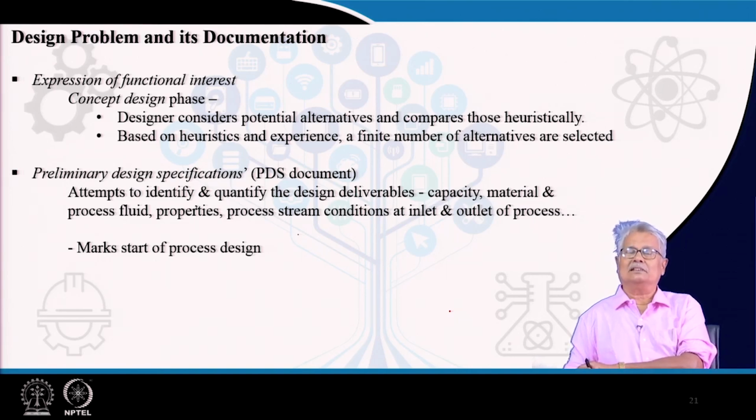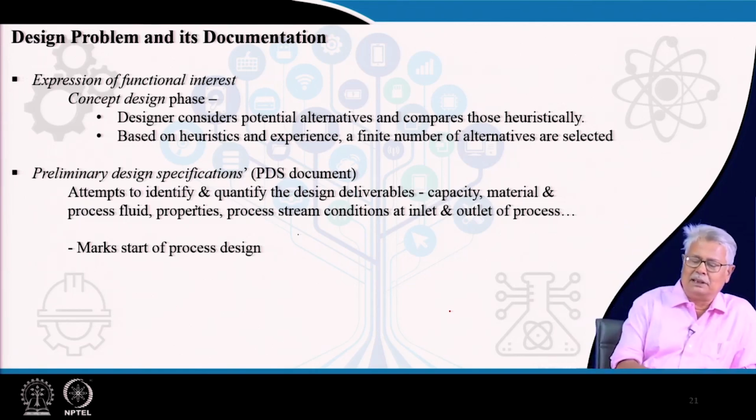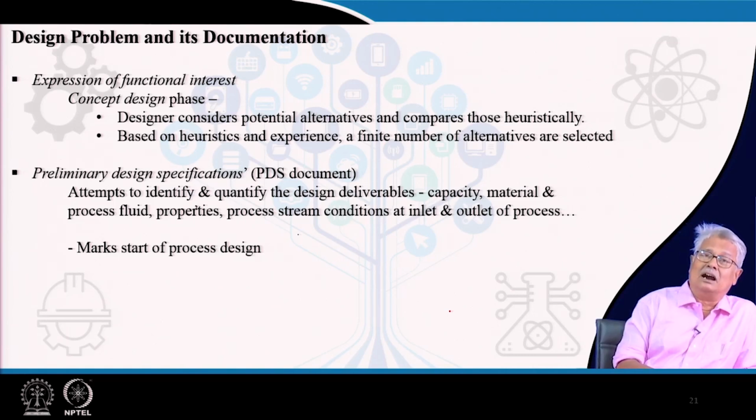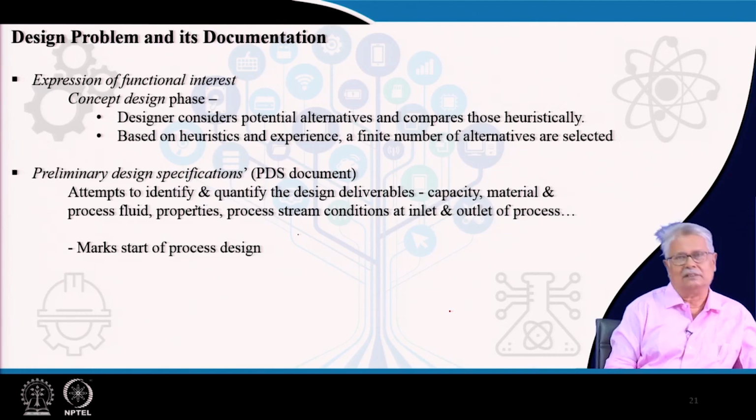Now, based on these, at this particular point, a preliminary design specification, which is much more detailed than the functional specification, typically called the PDS document, is produced. It attempts to identify and quantify the design deliverables. That means this outlines clearly the deliverables from the design, the capacity, the material, the process, fluid properties and such things. This marks the start of process design.